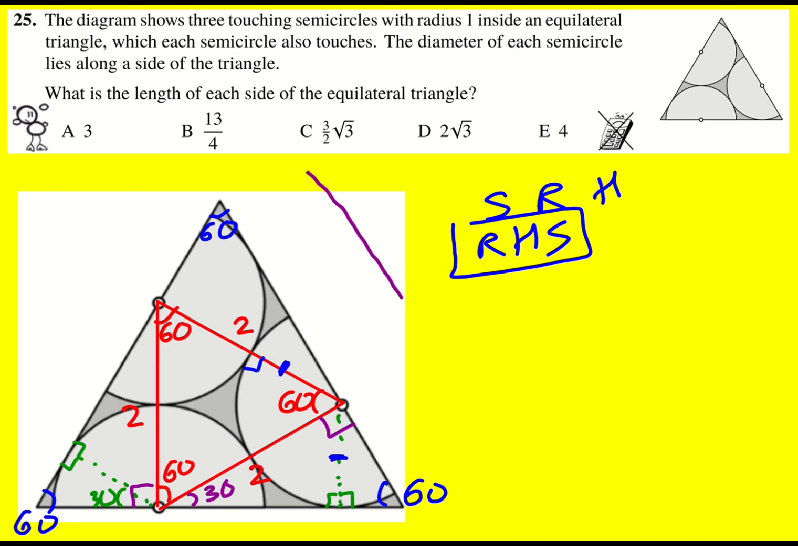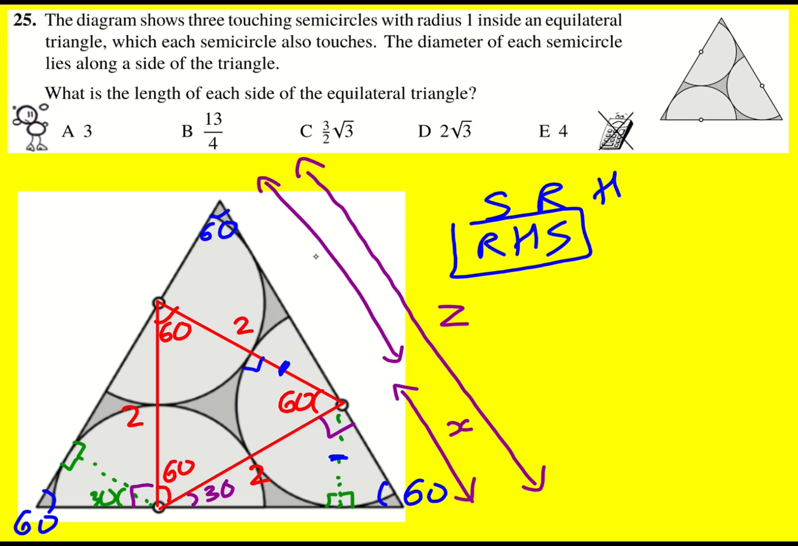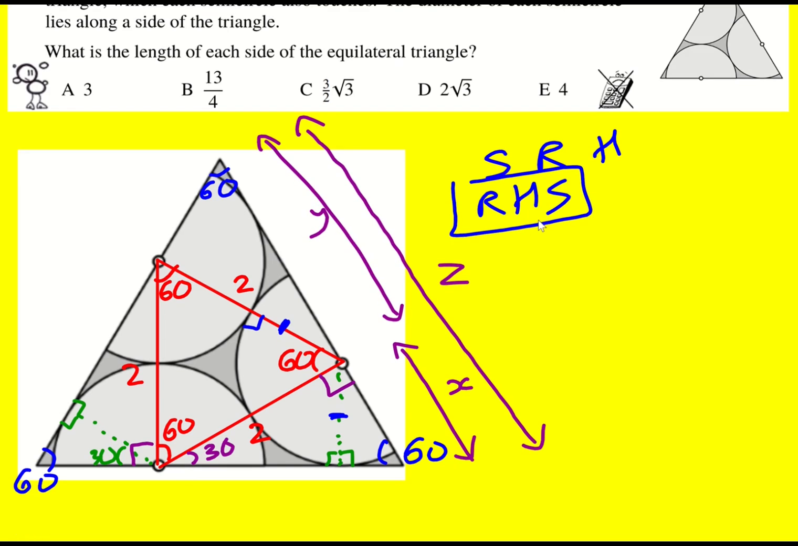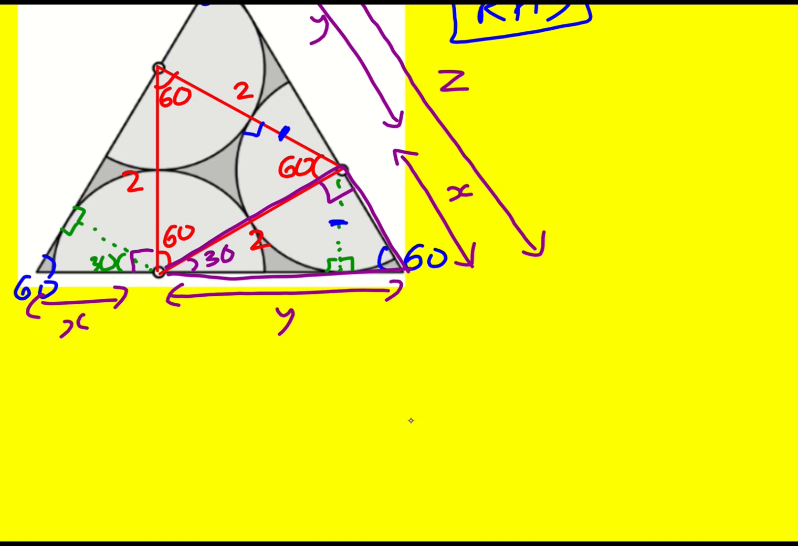Now, what next? I want to work out this length here. Maybe I call it Z. I can work out that length if I can work out the smaller length, which I'm going to call X, and this longer length here, which I'm going to call Y. Because of the symmetry of the situation, this length here is also Y, and this one here is X. So if I can focus on this triangle here, which has got a right angle in it, and I know one of the lengths, then I can actually work out X and Y. And I might just draw that triangle slightly larger, away from everything else over here.